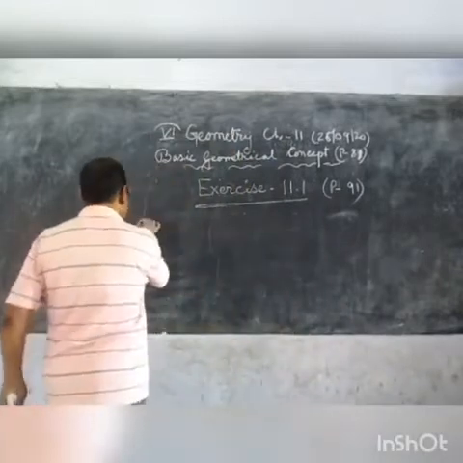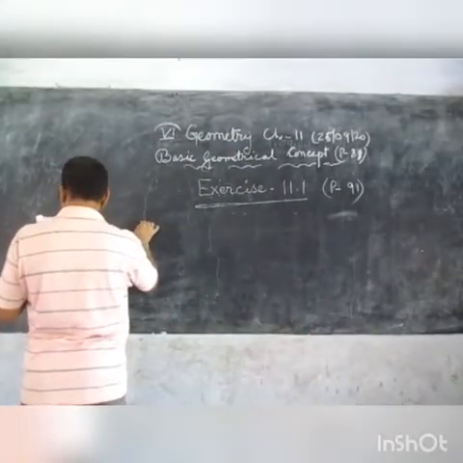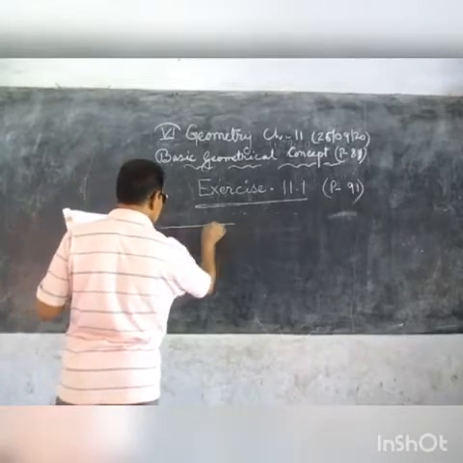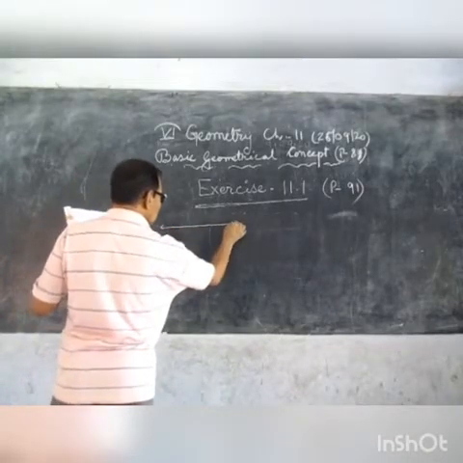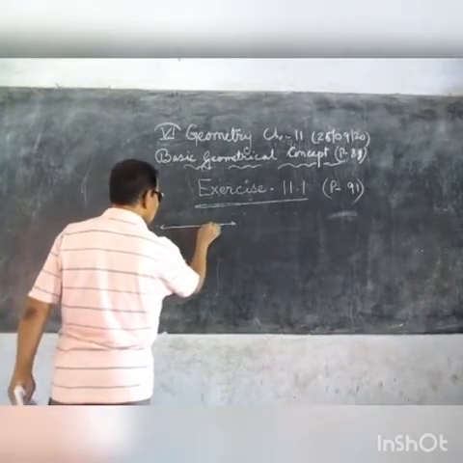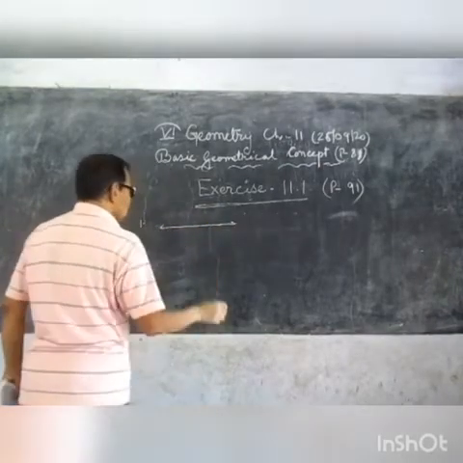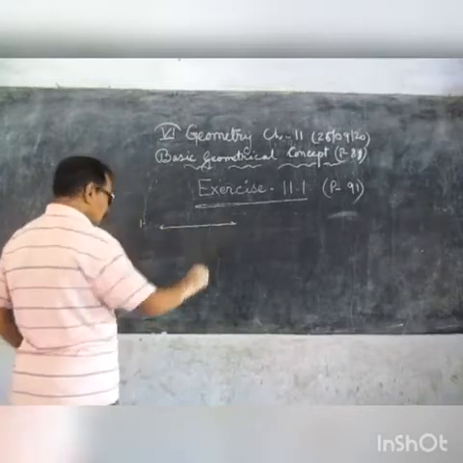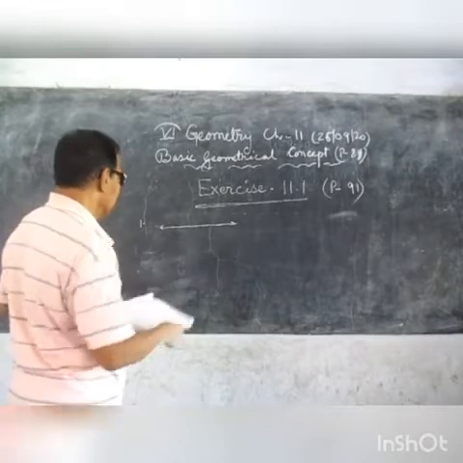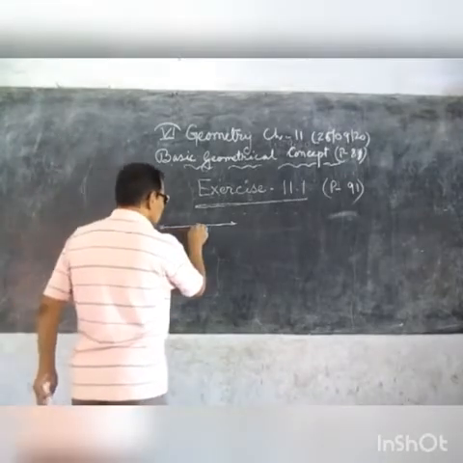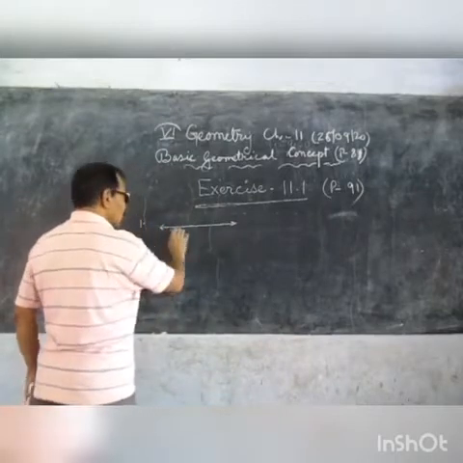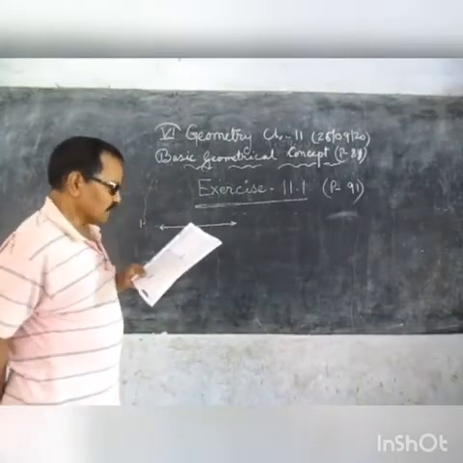How many points does a line contain? So it is a line. Endless points are there, infinity. In a line you cannot count the points, so it is infinity. You can extend this line endlessly on both sides. So infinite points are there.